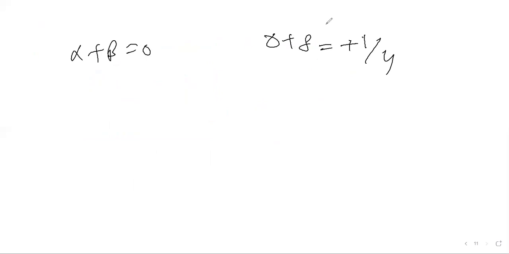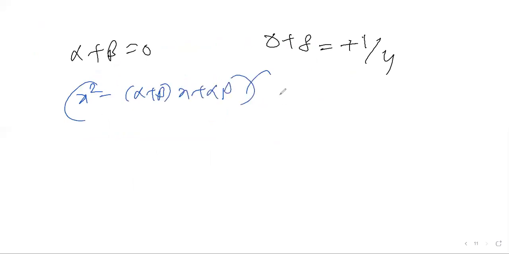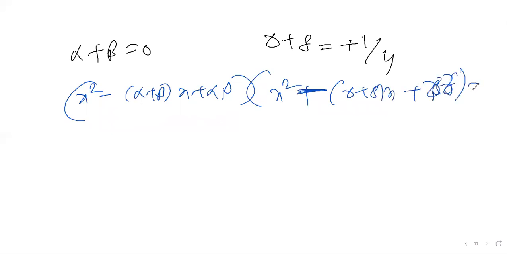So for this, the same analysis I'll try to do: x square minus alpha plus beta into x plus alpha beta, this is one second order factor. The other second order factor is x square minus gamma plus delta into x plus gamma delta, is equal to 0.